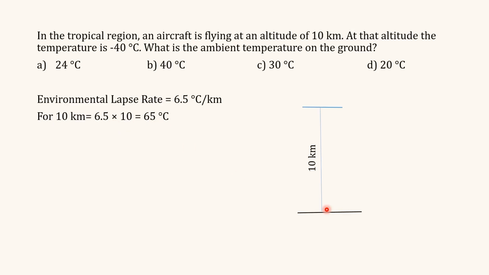So the temperature mentioned at a height of 10 kilometers from the ground is minus 40 degree Celsius. We know that in the troposphere, we have the decrease of the temperature with the altitude. So if we have to calculate the temperature on the surface, we have to simply add 65 degrees Celsius to this value, and we'll be getting 25 degrees Celsius on the ground. So the temperature of the atmosphere near the surface is about 25 degrees Celsius.